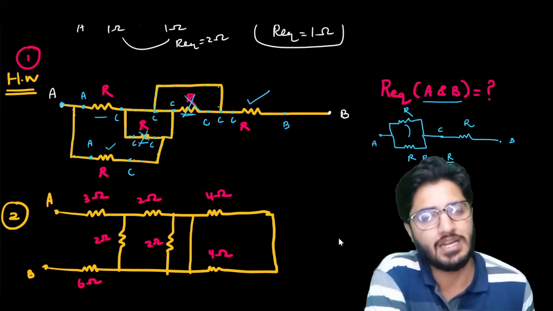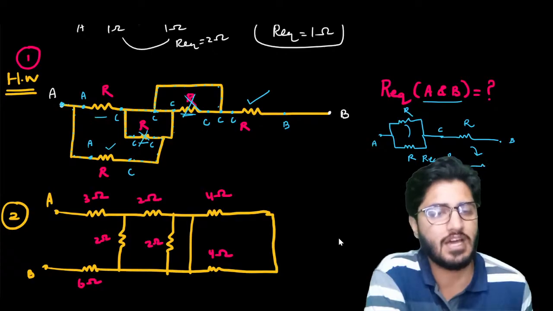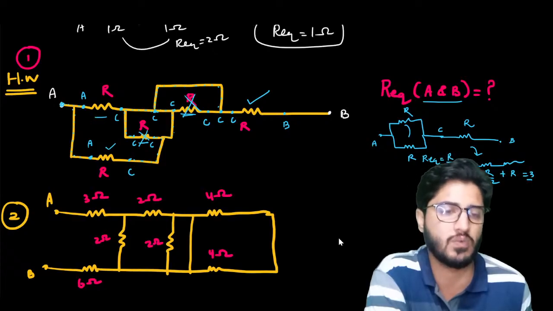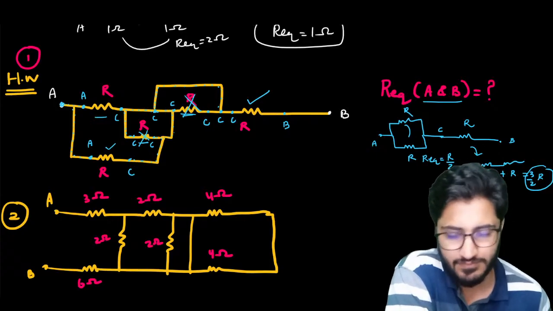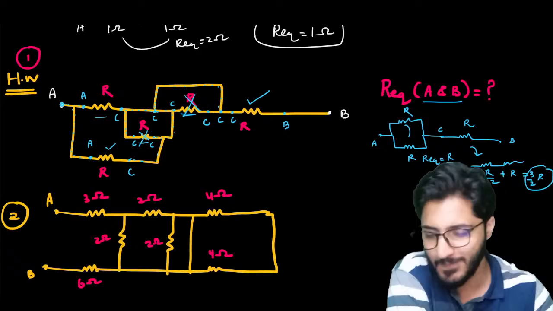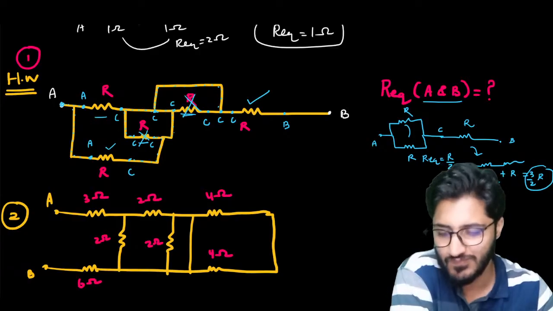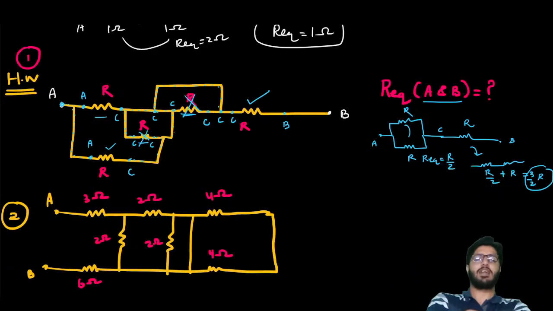Their R equivalent will be equal to R by 2. And now I can make it like this: R by 2 plus R. This one is R by 2, this one is R. I will add both things, it will become 3 by 2 R. Answer is 3 by 2 R. Correct? You can see, very easy.